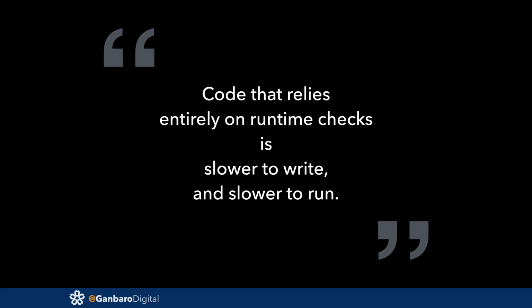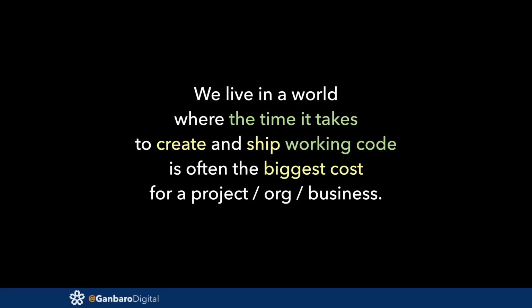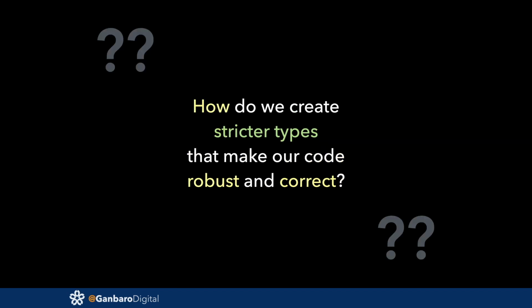So, the problem we're dealing with is if you've got runtime checks in your code in order to make your code robust and correct, those runtime checks make everything slower. It's slower to write and it's slower to run. That's a problem in today's world where software developers and how long it takes us to create and ship our code is often the biggest cost and the biggest bottleneck. So we looked at how we can use stricter types to solve this problem.